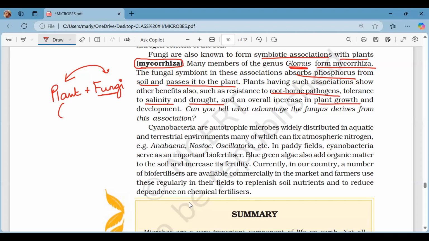And the plant, in return, provides nutrition to the fungi. So basically, fungus brings sabzi from the market, plant makes the food and supplies it to the fungi.